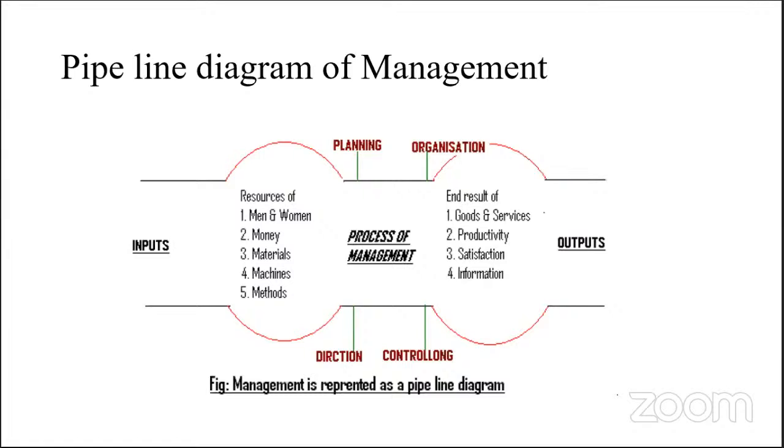Now a pipeline diagram of management. It is nothing but conversion of input materials into output. In between, the process of management is how the resources have to be processed by means of proper planning, directing, controlling, and organization, with respect to good, valued, satisfying, and informative products for the customer. So this is the pipeline diagram of management, showing how the input is converted into outputs.